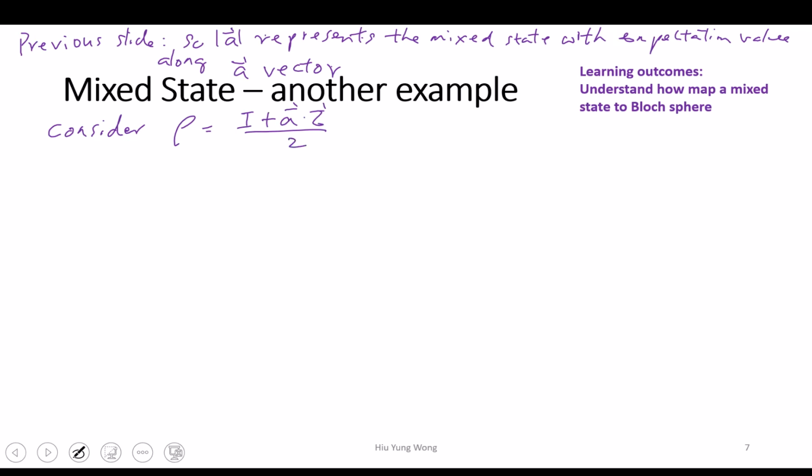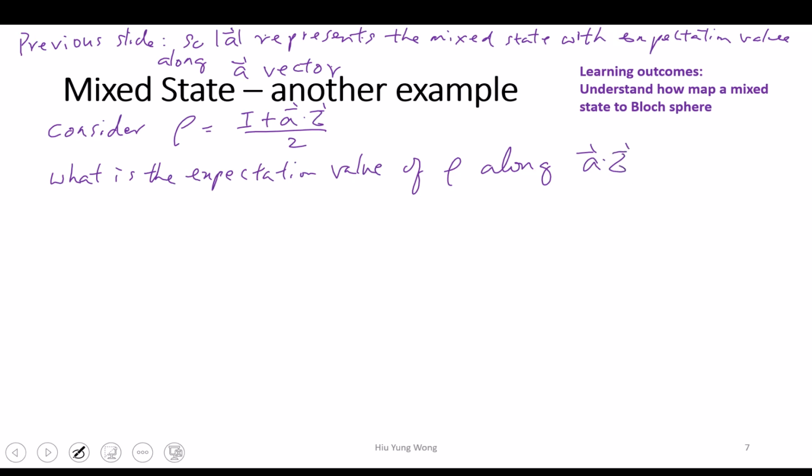So I want to see what the expectation value of rho along A dot sigma is. Basically, I have an operator A dot sigma due to the external magnetic field, because the magnetic field is along the A direction. What is the expectation value of rho on this? How do you find it? Do you remember how to find the expectation value if I'm given a density matrix?